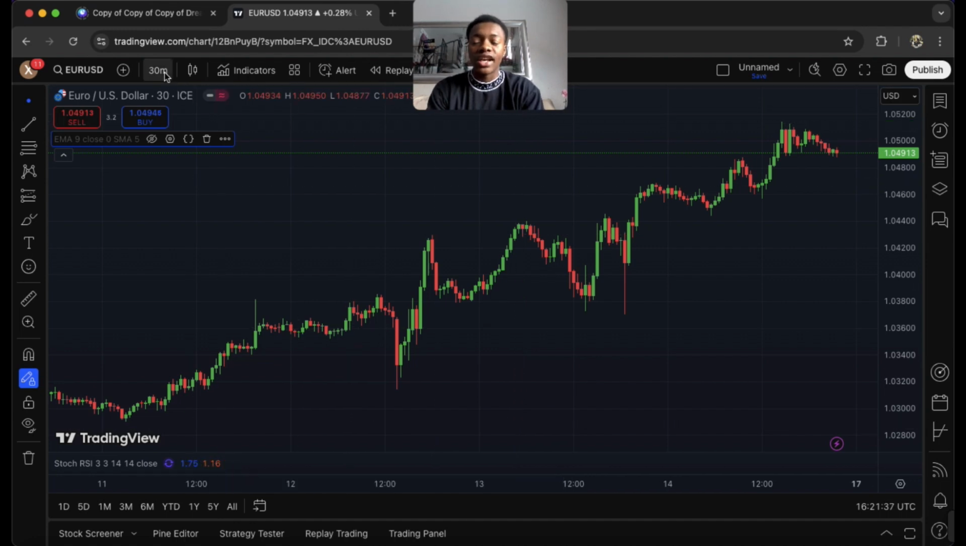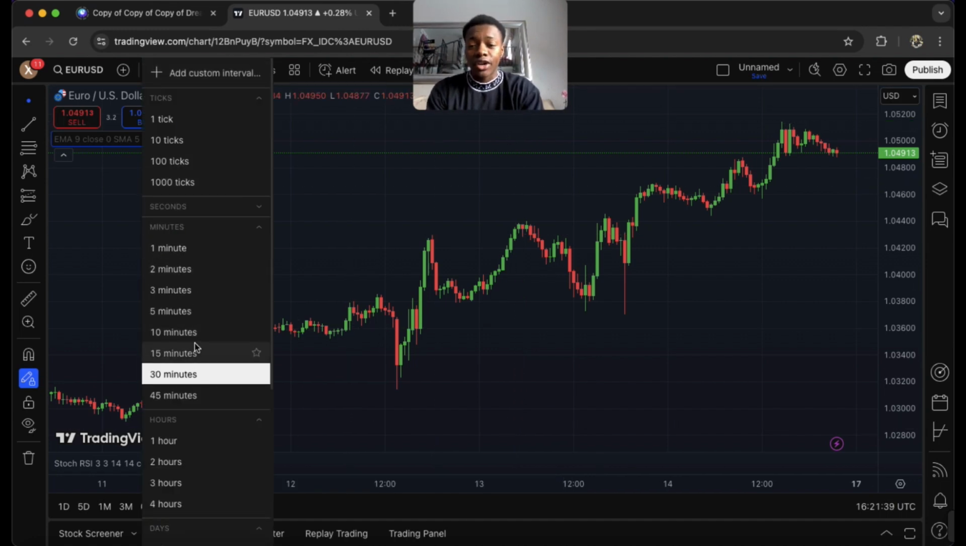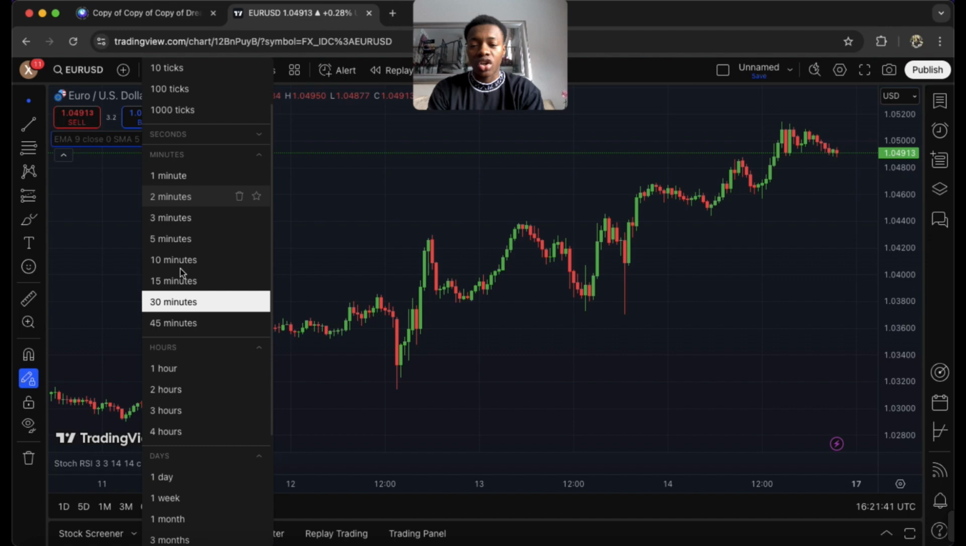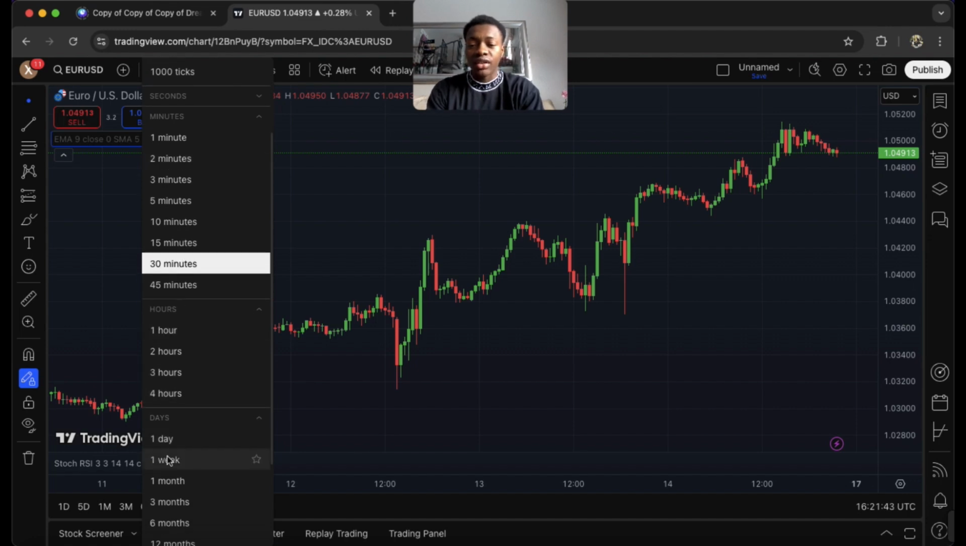So first and foremost, you guys, before we start to talk about trends, what I want you to understand is how time frames work. Right here, when you're looking at a chart, you have the ability to change the different time frames in which you're looking at the chart. You have the daily, the week, the month, 3 months, 6 months, 12 months. You have the hours, 1 hour, 2 hour, 3 hour, 4 hour, and you have the minutes, 1 minute, 2 minute, 3 minute, 5 minute, 10 minute, 15, 30, 45.